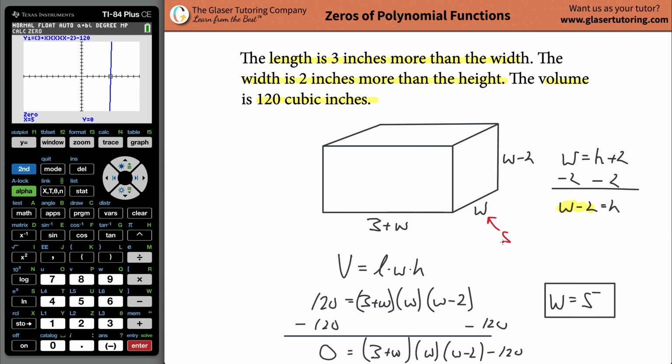So if the width is 5, the length must be 8, and the height must be 3. And guess what? If you take 8 times 5, which is 40, and then multiply that by 3, what do you get? 120 cubic inches.